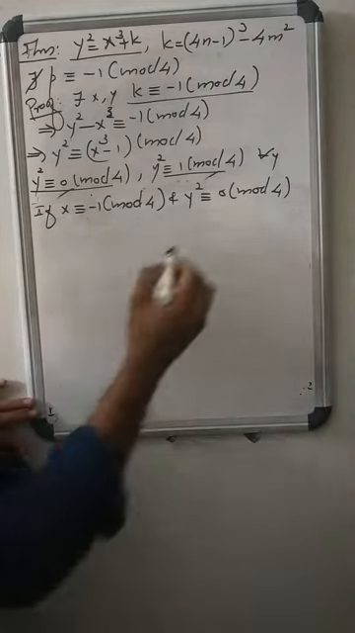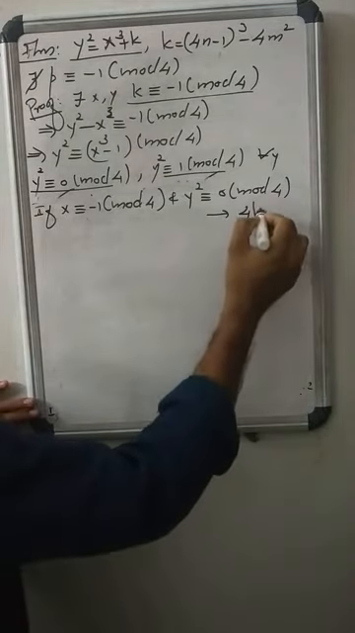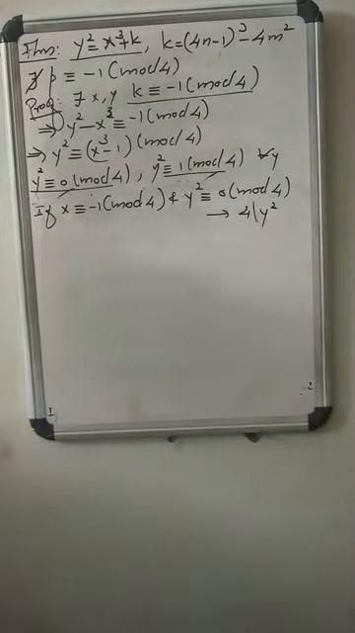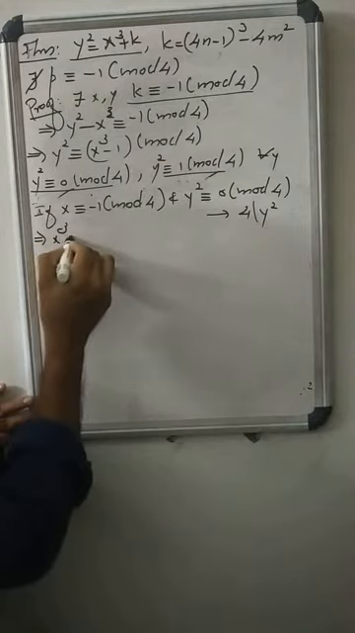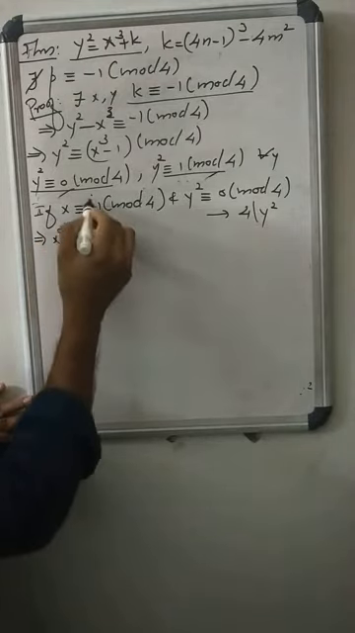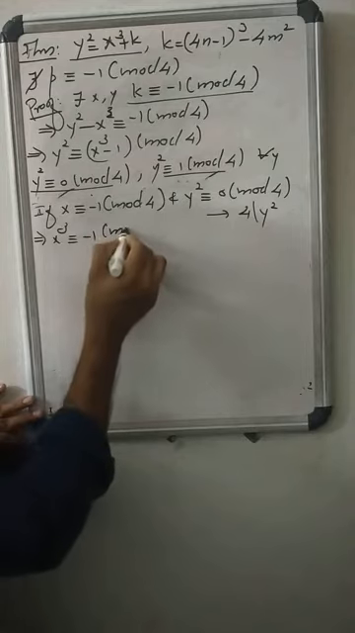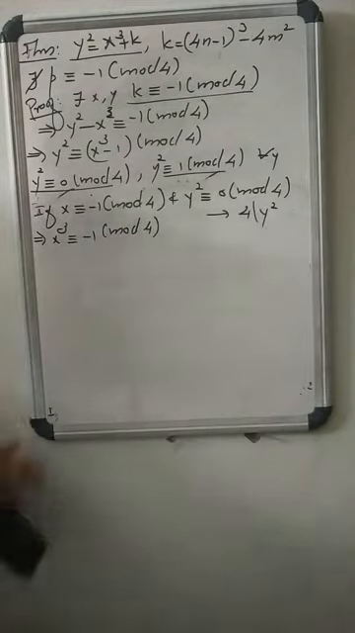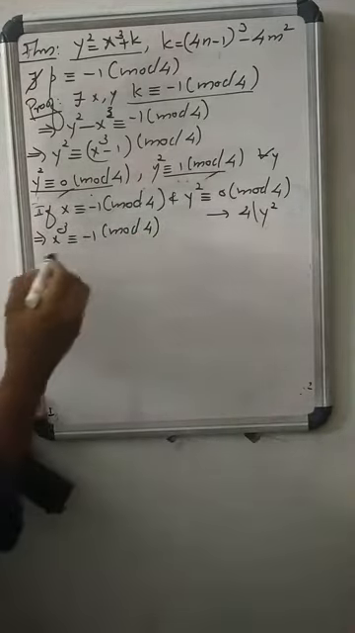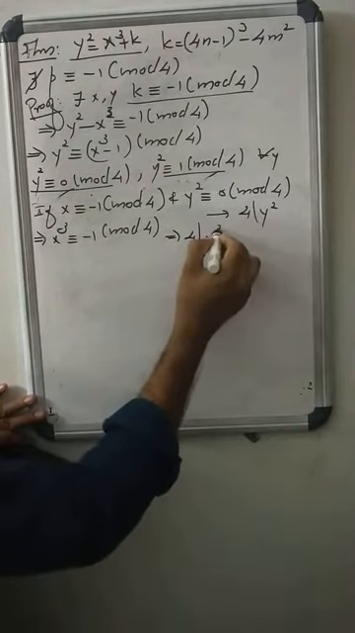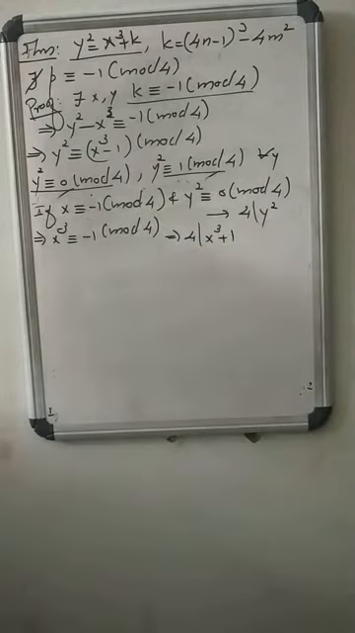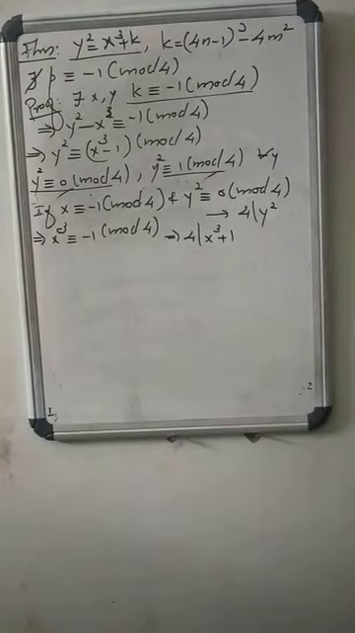So, y square congruent to 0 mod 4 means we know that 4 divides y square. Clear? Okay. x congruent to minus 1 mod 4 means x cube is also congruent to minus 1 whole cube, that is again minus 1 mod 4. Clear? Okay. So x cube congruent to minus 1 mod 4 means x cube plus 1 is congruent to 0 mod 4. That means 4 divides x cube plus 1.